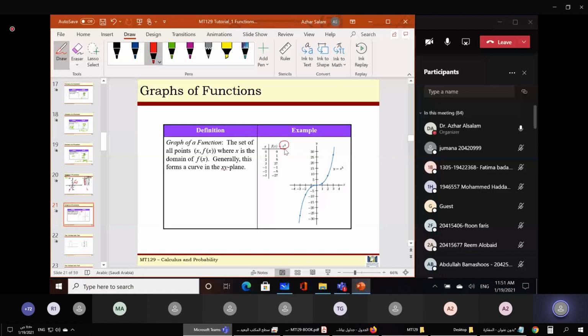Okay. Then here he placed the points, 0 and 0 in here. 1, 1 is somewhere here. Okay. 2 and 8. This is 2, 8. This is 1, 1. And this is 3 and 27. Okay. And also the negative values here. Then he sketched a line that connects all these points. It's not a line, it's a graph. Sketch a graph that connects all these points. Okay.